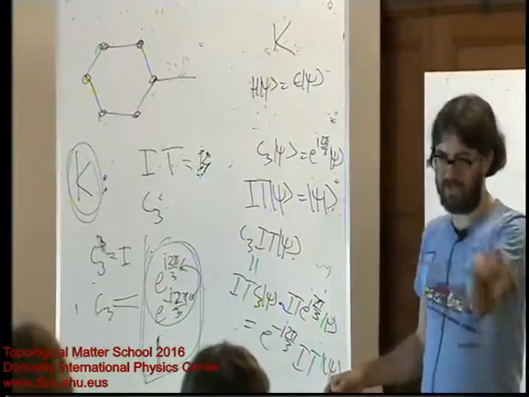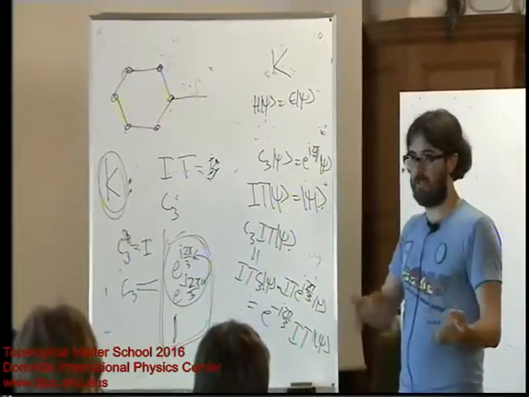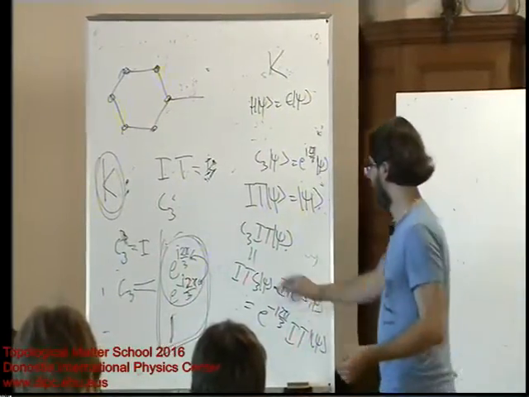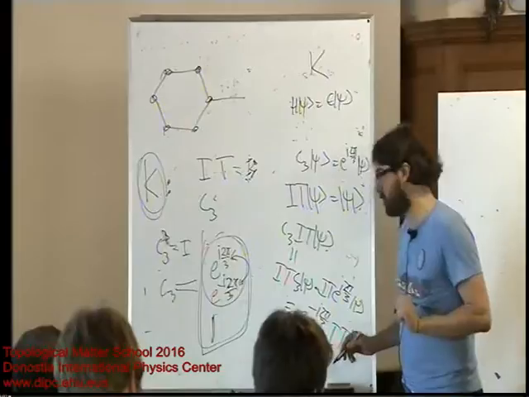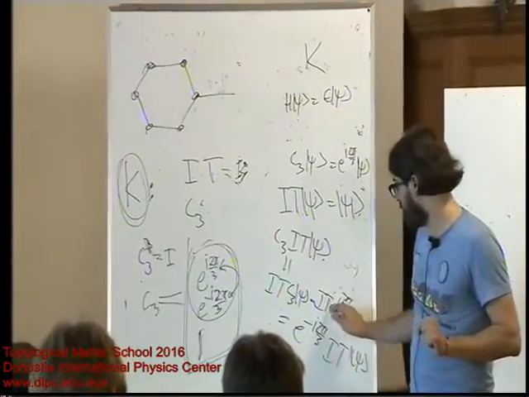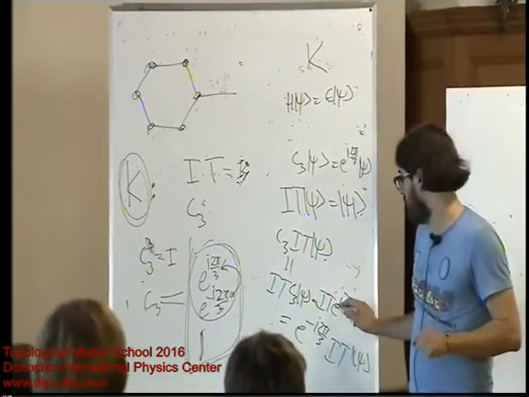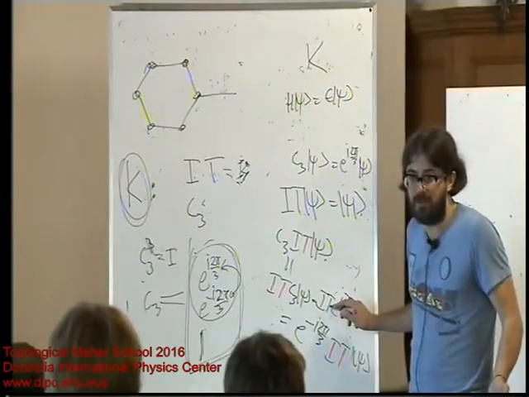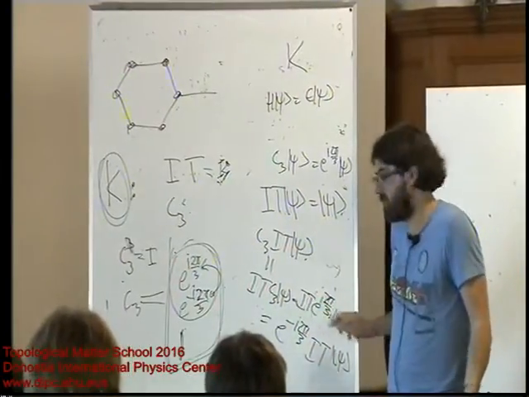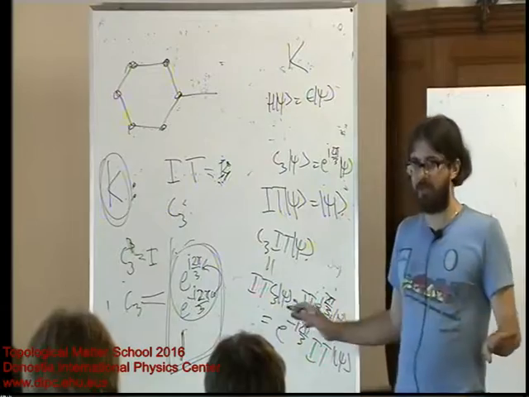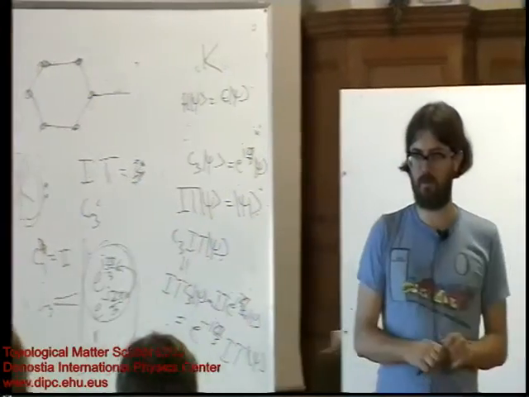Inversion commutes with any spatial operation. Time reversal commutes with any spatial operation. This commutes with C3, no matter what unitaries you choose. Once I got it in this form, this is a number. So whatever unitary I choose here, I could choose U times K, it just goes through as a number. General theorem. Make sense? Okay.